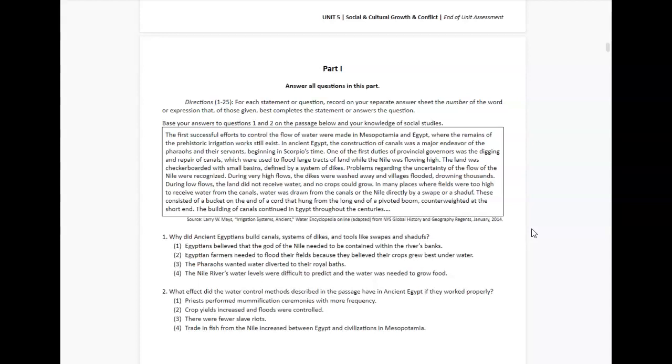So question number 1 asks, why did ancient Egyptians build canals, systems of dikes, and tools like sweeps and shadoofs? 1, because Egyptians believed the god of the Nile needed to be contained within the river's banks. 2, Egyptian farmers needed to flood their fields because they believed that crops grew best underwater. 3, pharaohs wanted water diverted to their royal baths. Or 4, the Nile River's water levels were difficult to predict, and the water was needed to grow food.